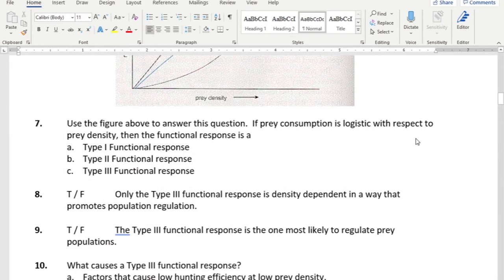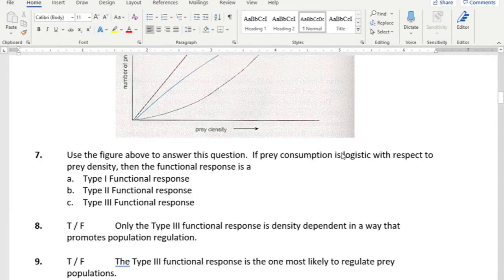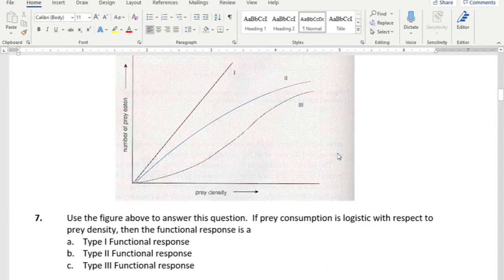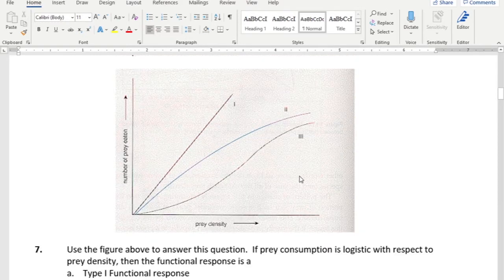All right, question 7. Use the figure above to answer this question. If prey consumption is logistic with respect to prey density, then the functional response is what?